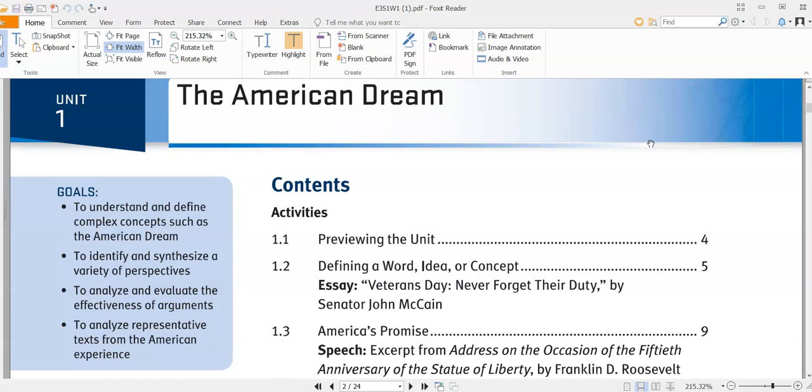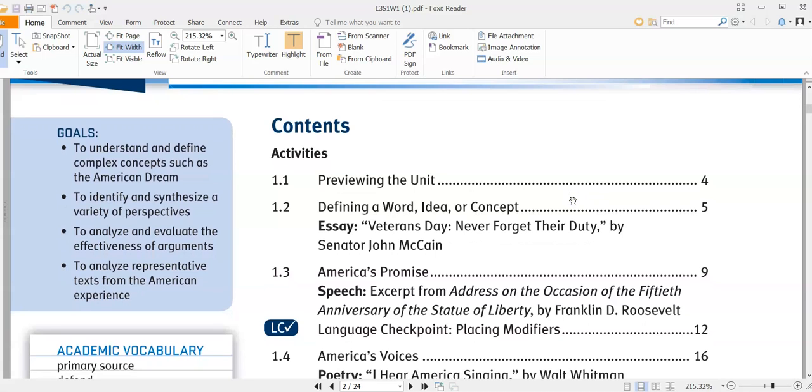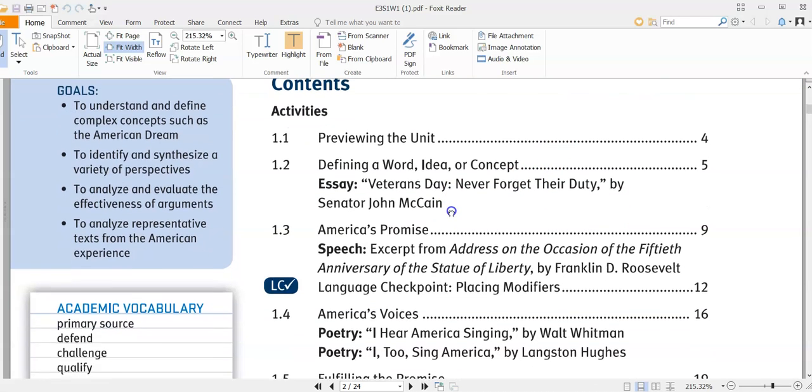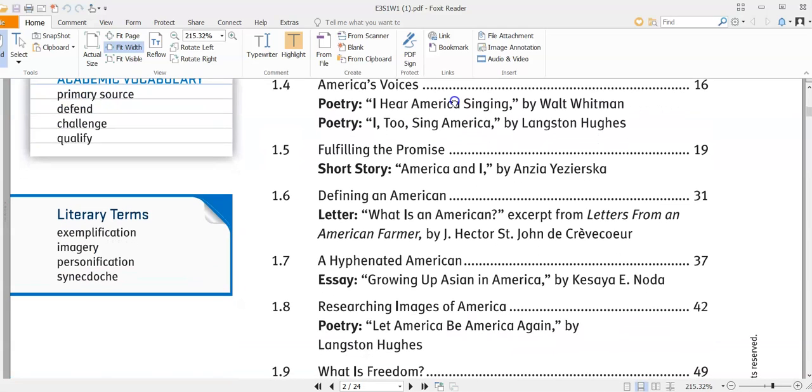Here we have the unit goals outlined in the table of contents. So first of all, our goals are to understand and define complex concepts such as the American Dream, to identify and synthesize a variety of perspectives, to analyze and evaluate the effectiveness of arguments, and to analyze representative texts from the American experience. Our academic vocabulary includes primary source, defend, challenge, qualify. And our literary terms are exemplification, imagery, personification, and synecdoche.